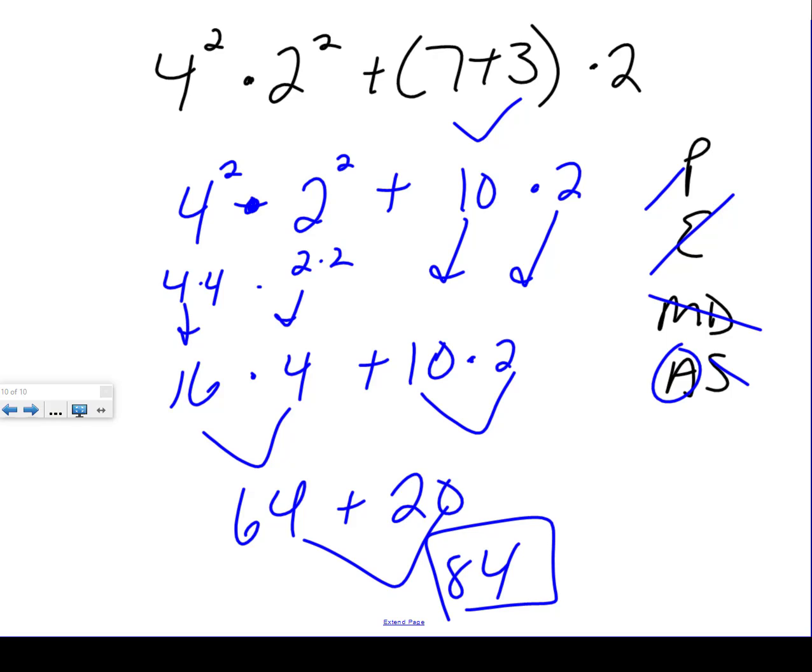So make sure that you are writing down your rules and you are following those every single time you look at a new problem.